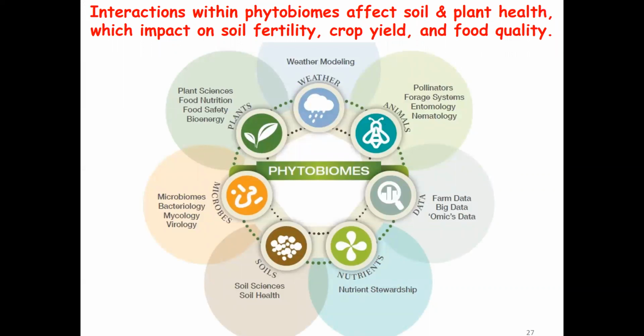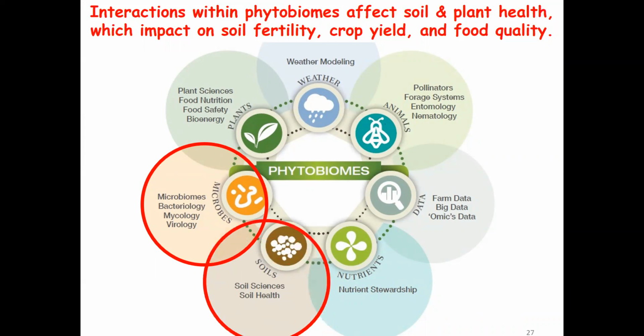So what's important to realize is that the interactions within phytobiomes affect soil and plant health, which impact on soil fertility, crop yield, and food quality. And most important are the microbes. They are crucial, as we have seen thus far. Soils play a crucial role. And then finally, to complete the triangle, plants. Over and above this, we have lots of other data in terms of weather data, the animals, farm data, and nutrients which comprise the phytobiome.